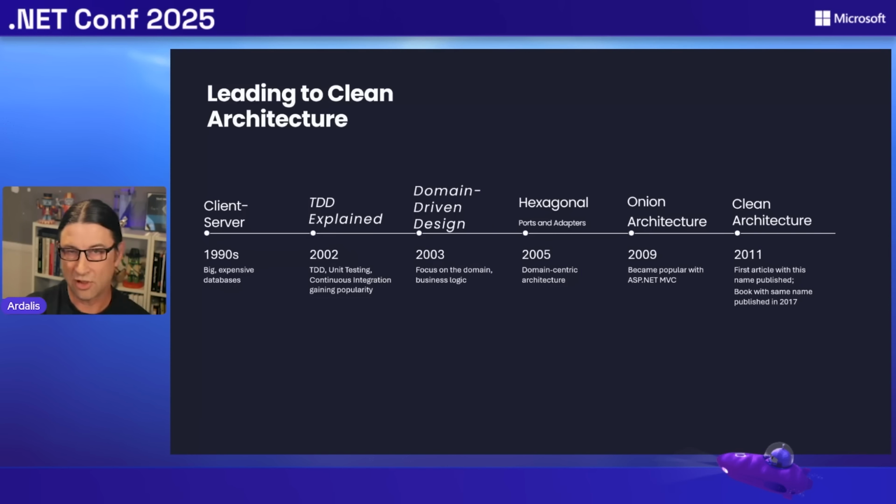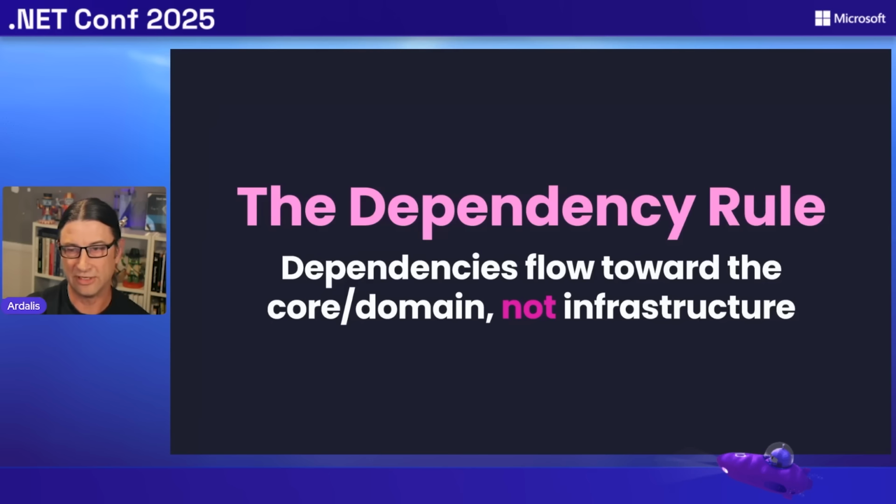All right, so then talking about clean architecture specifically, the first rule of clean architecture is called the dependency rule. And the dependency rule basically says that dependencies should flow toward the core project or layer where the domain model is and not toward infrastructure, right?